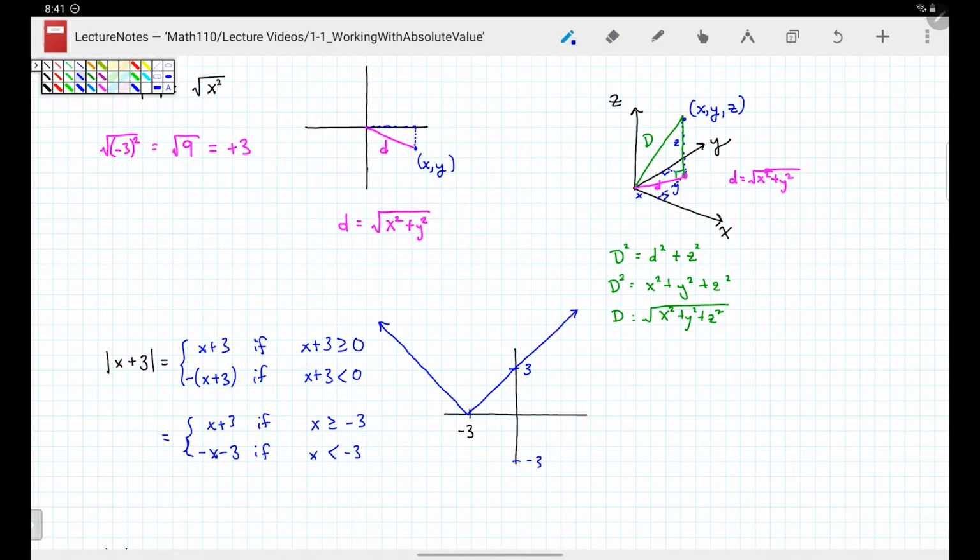Now, you might recognize this as a transformation of the graph of y equals absolute value of x translated to the left by 3 units, which fits with the transformation of functions. But I think it is useful to see this as really just straightforwardly using the definition of the absolute value in the piecewise definition.